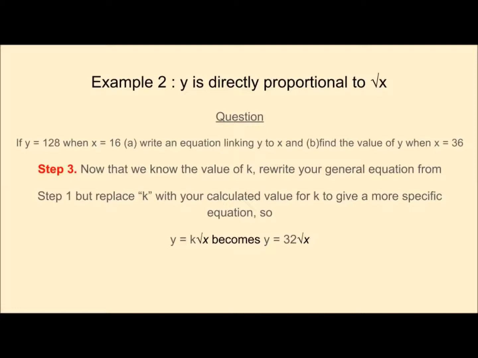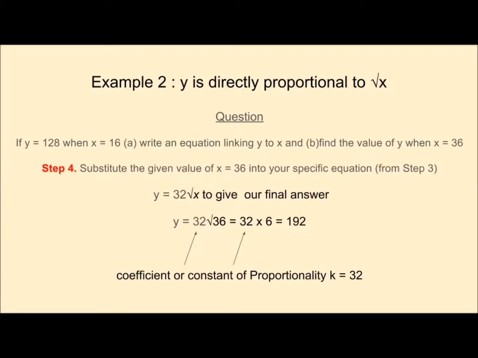So moving on to part B of the question, we go now to step 4. So in part B we're given that the value of x is now changed from what it was. In part A it was 16, now in part B it's 36. So y is equal to 32 times the square root of x.